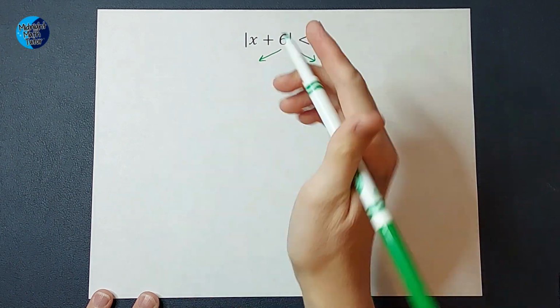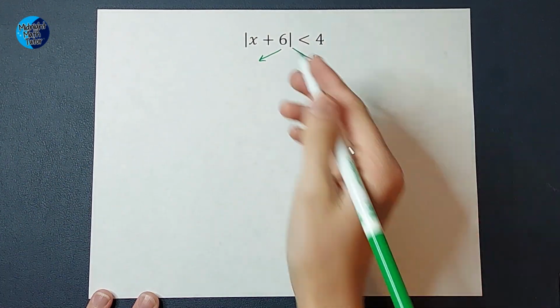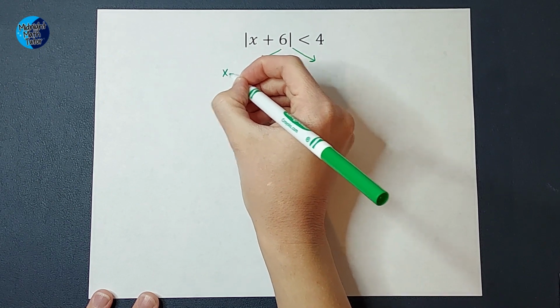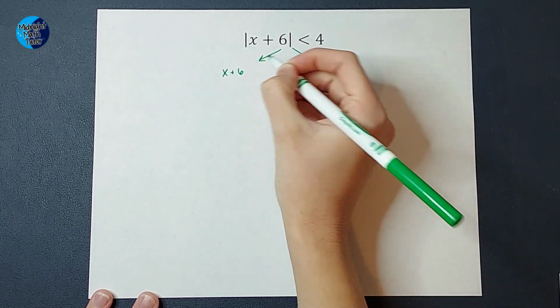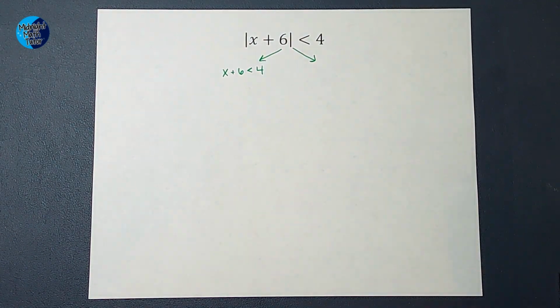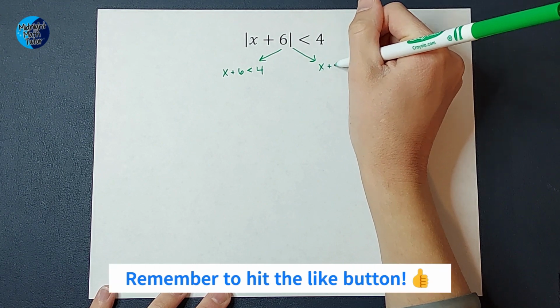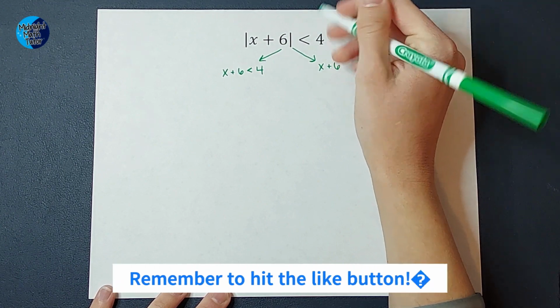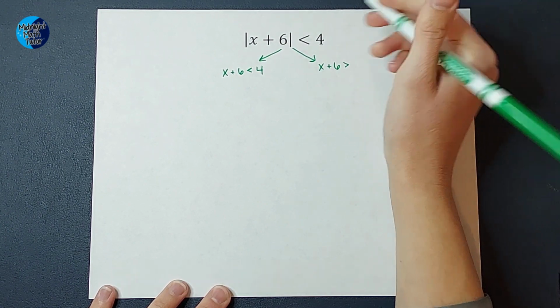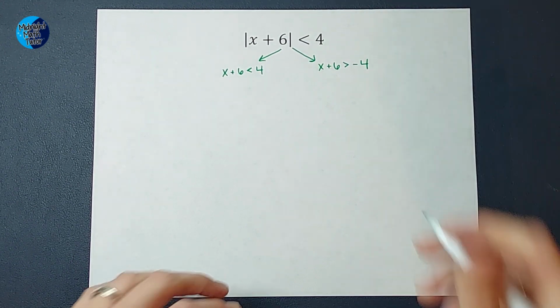So for the first one, I'm gonna just drop the absolute value bars and leave everything else the same, okay? So it's going to be x plus 6 is less than 4, okay? For the other one, I'm also dropping the absolute value bars, x plus 6. I'm going to change the sign to the other way and also change this to a negative, okay?